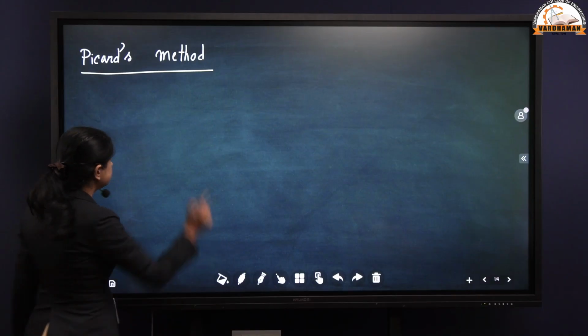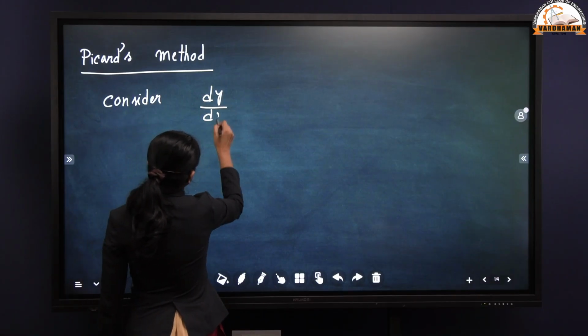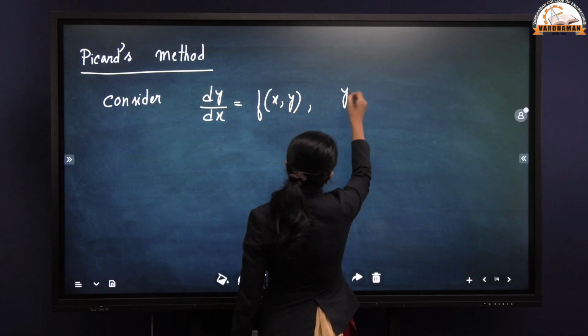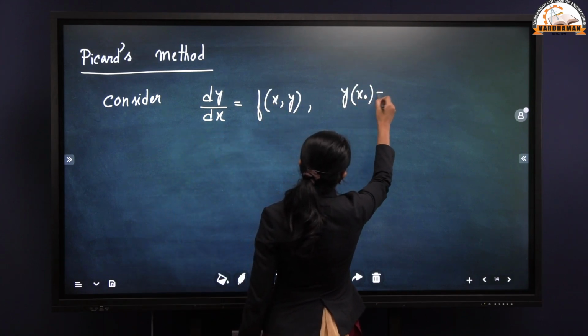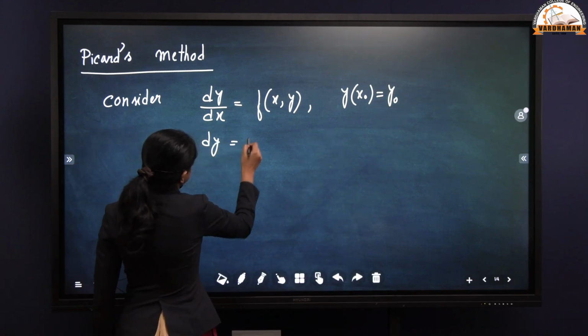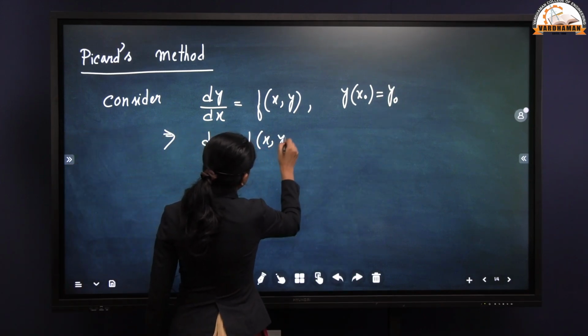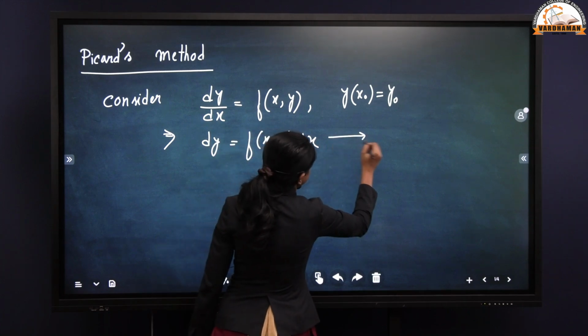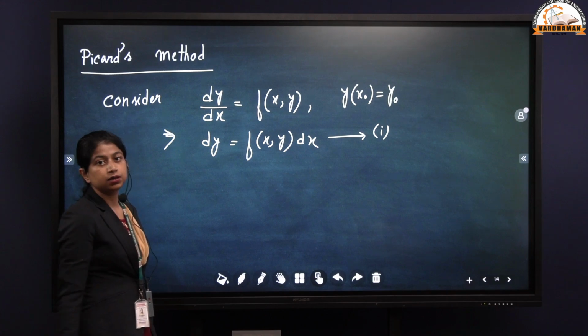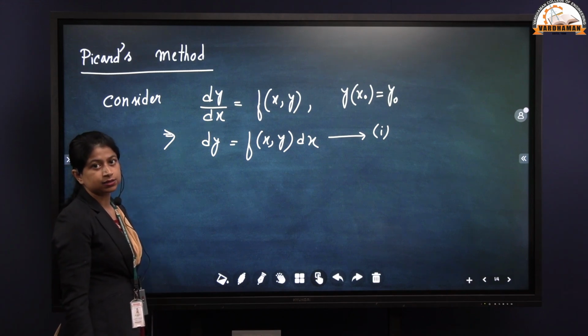First of all, we will consider dy by dx is equal to f of x comma y, and y at x naught is equal to y naught. Now this equation can be written as dy is equal to f of x, y dx. Let us give this equation number 1. Now we will integrate this equation 1 between x naught and x.